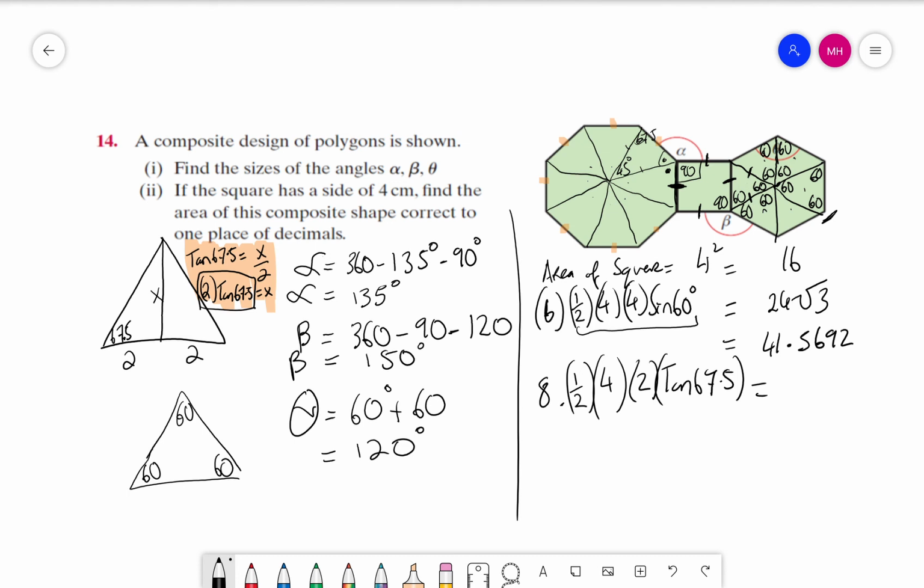So stick that into your calculator, and you're getting 77.25. So 77.25 plus 41.5692 plus your 16. That's giving you an area of 134.81. It's all in centimeters squared. To 1 decimal place, that's going to be 134.8 centimeters squared.